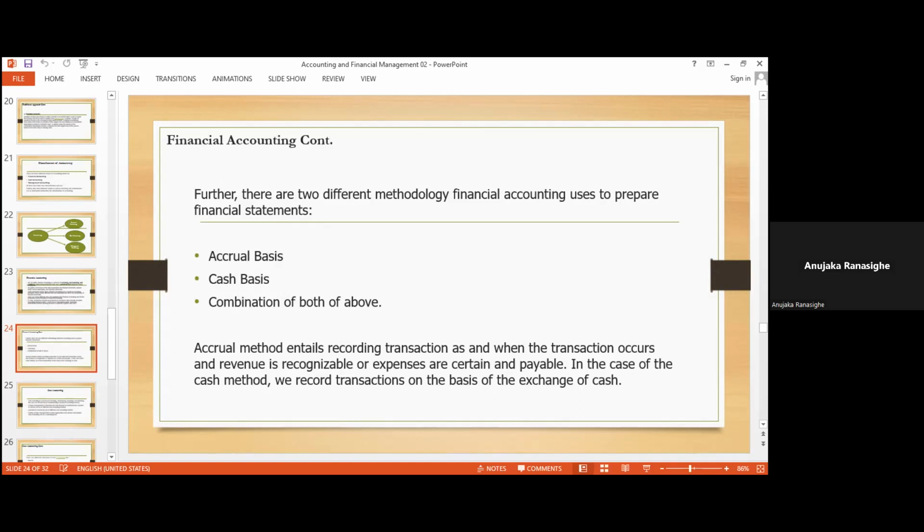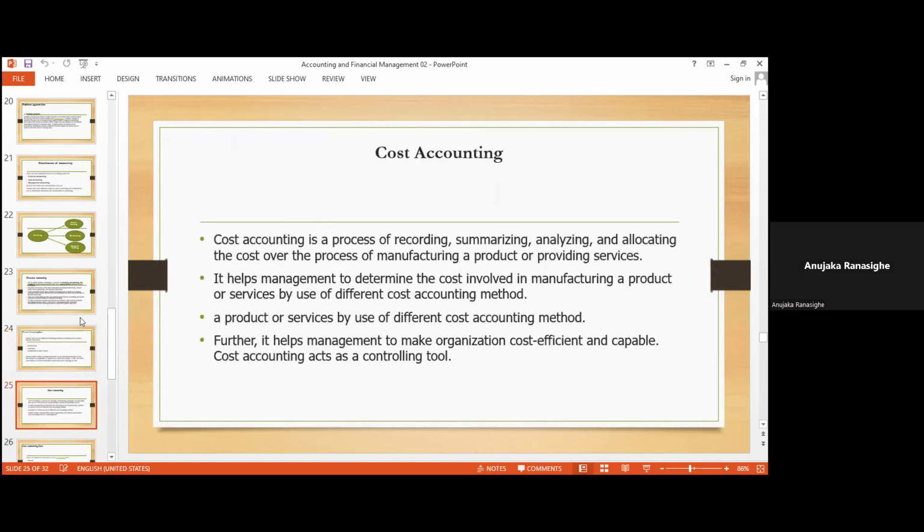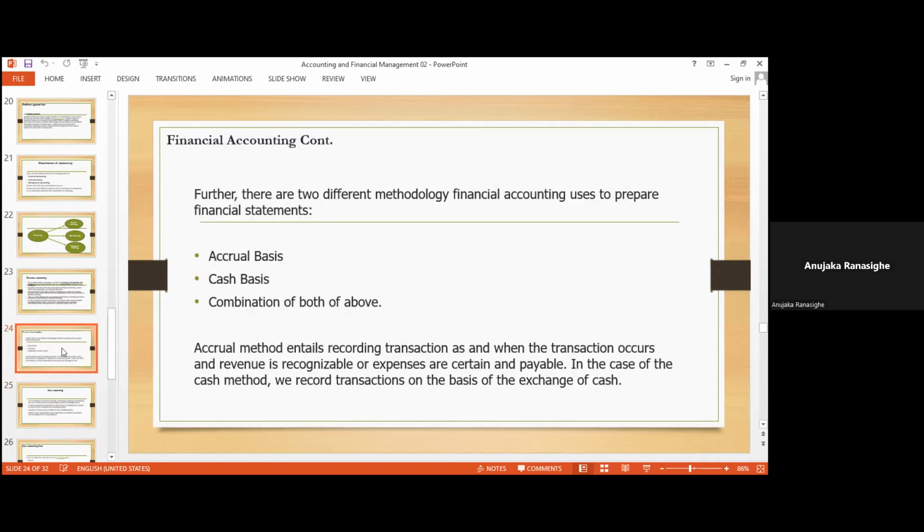In the case of the cash method, we record transactions on the basis of the exchange of cash. Only for the cash method. Are you clear? Financial accounting.